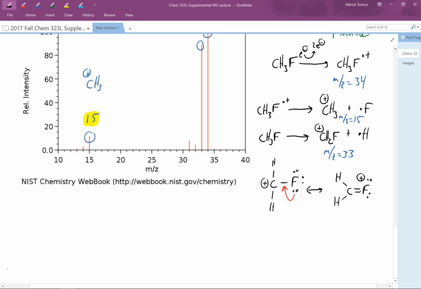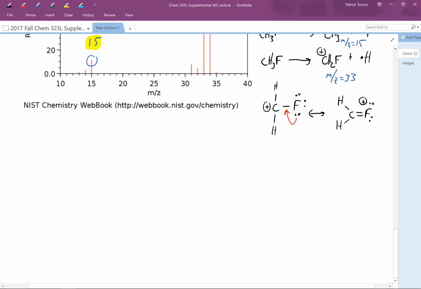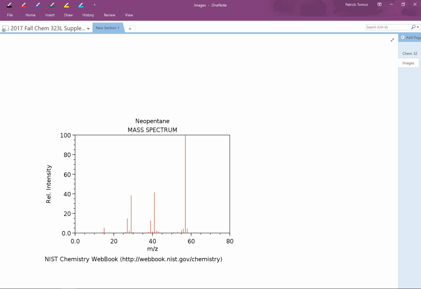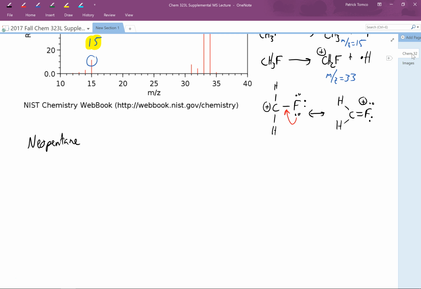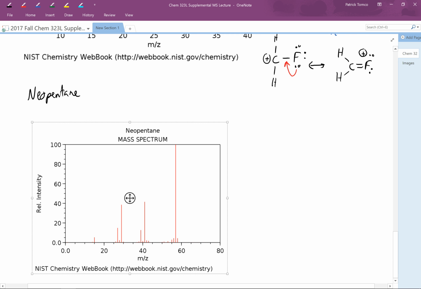Another tool that's really helpful in interpreting your mass spec fragmentation pattern is ChemDraw, and I want to demonstrate how to use that with the molecule neopentane. I'm going to pull up the mass spectrum off of NIST and cut and paste it into place here. When I look at neopentane, I notice a very large signal at mass to charge of 57. The structure of the molecule here is this one.